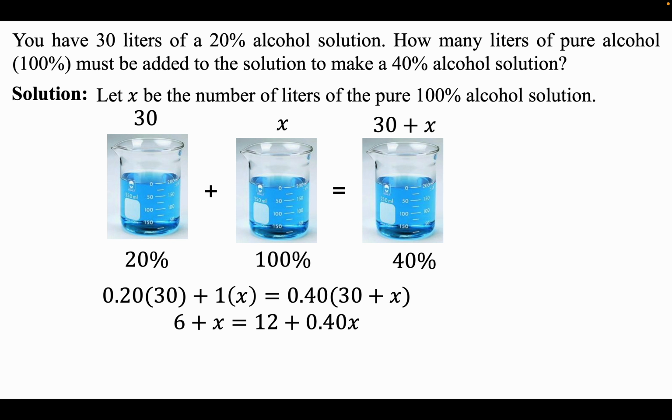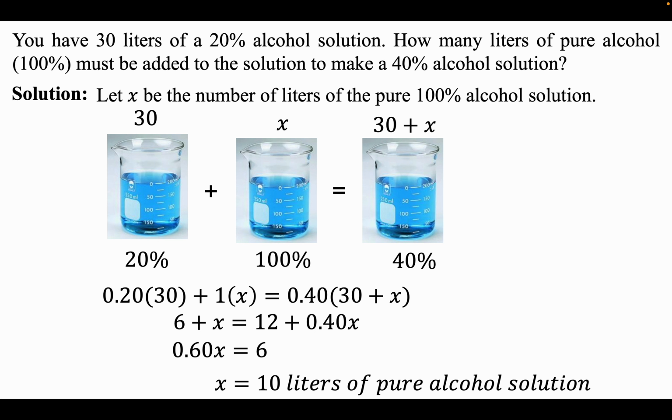Now, let's move the variables to the same side and the constant numbers over to the opposite side. So if I subtract 6 from both sides, you get 12 minus 6 is 6. And if I move this over to the other side, x basically means 1x. And 1 minus 0.40 is 0.60x. Right? Now, the next step would be to divide both sides by 0.60. You get x equals 10.